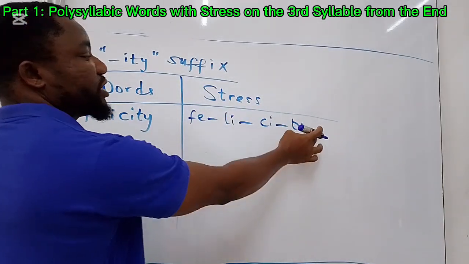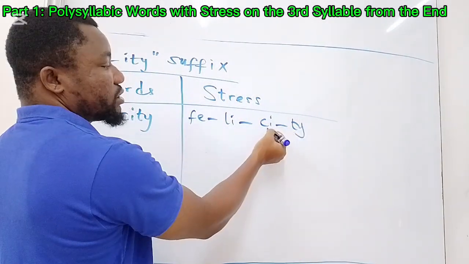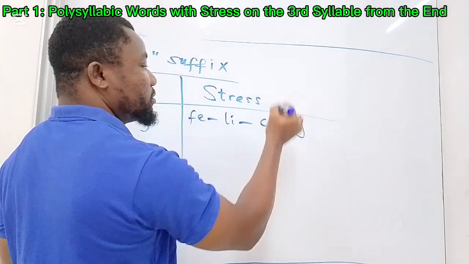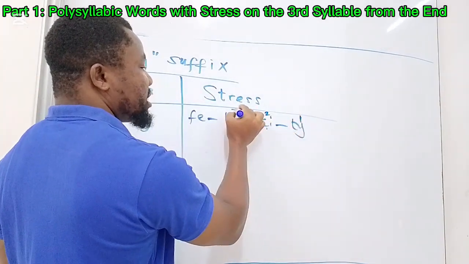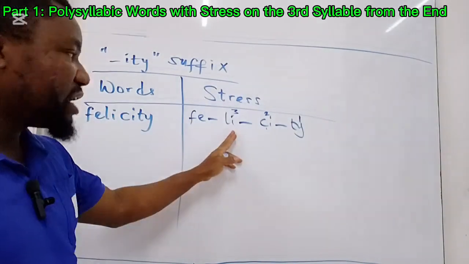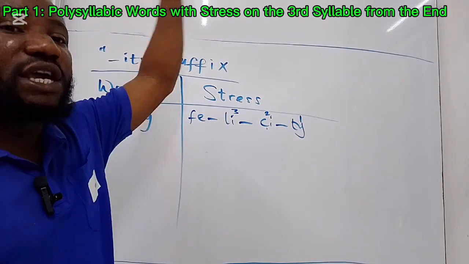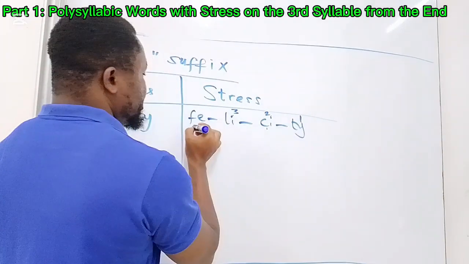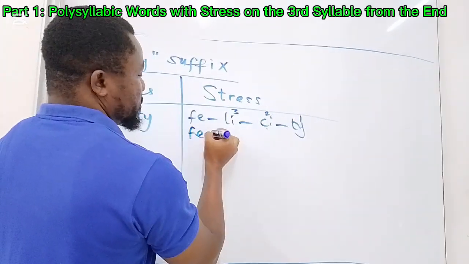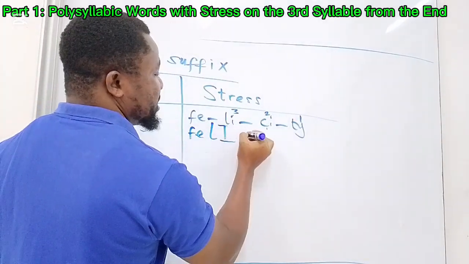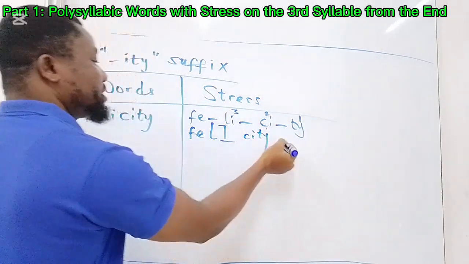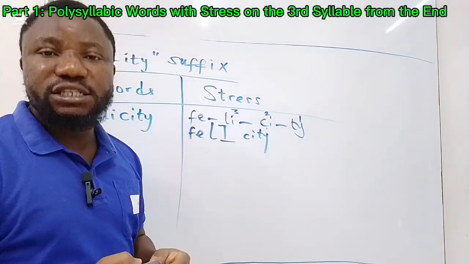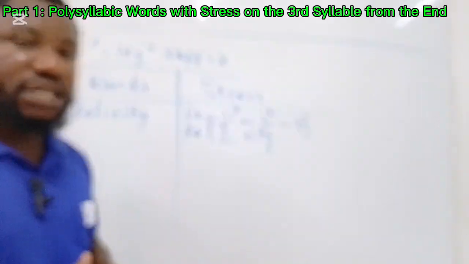So let's see. This is the last one from the end of the word. This is the second. So let's start counting from the end of the word. We have 1, we have 2, and we have 3. That means this syllable is what you're going to stress. So we go this way: Felicity. Felicity, not felicity.